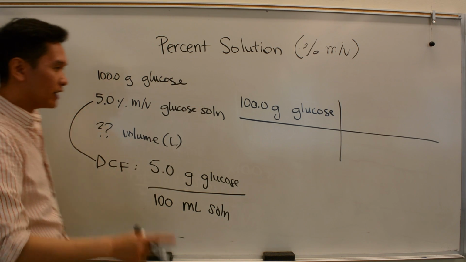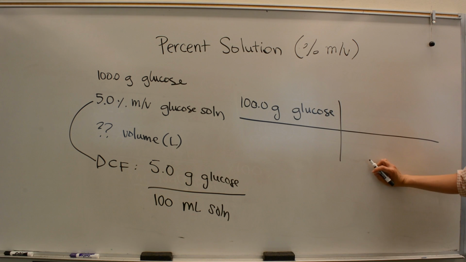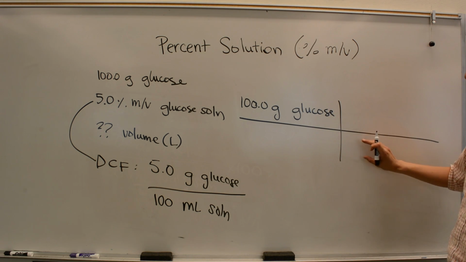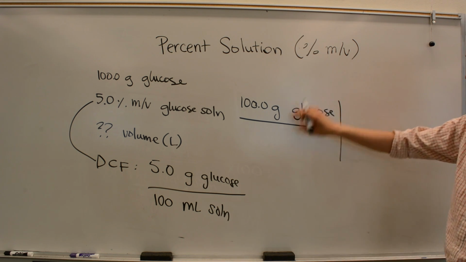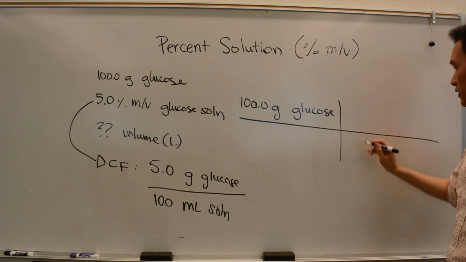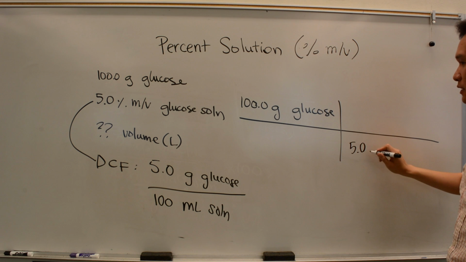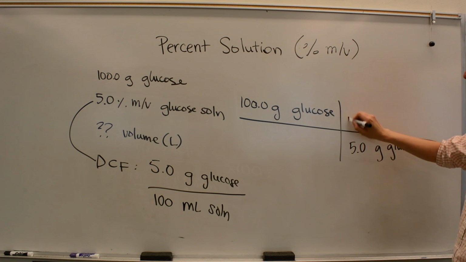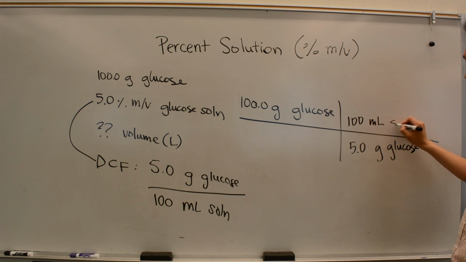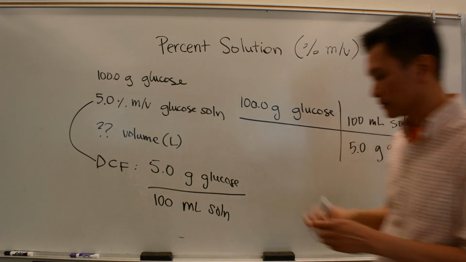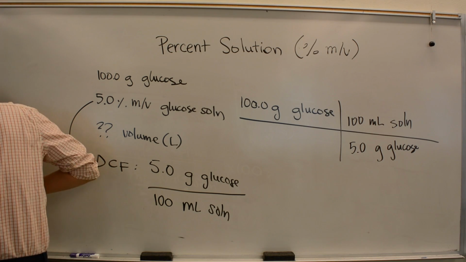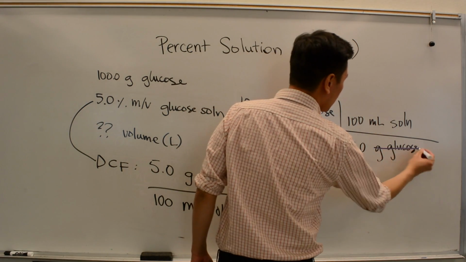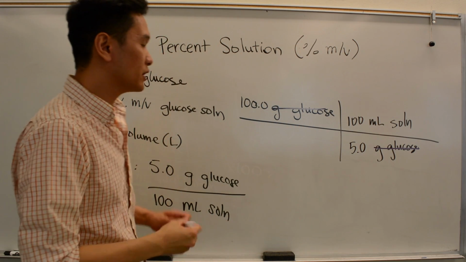Plugging in this conversion factor, what do I get? We can't plug it in as is because if we put in 100 ml solution out here, it doesn't cancel out. So we have to do the inverse of this. So that's 5.0 grams of glucose per 100 ml solution. If you do that, the grams of glucose goes away, giving you your unit of ml solution.